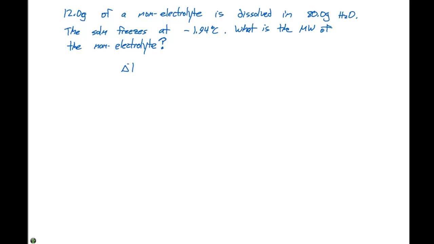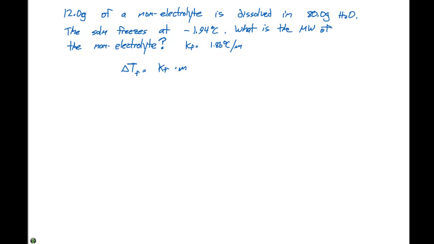So we're going to use delta T_f equals Kf times m. And I forgot to mention here that Kf is equal to 1.86 degrees Celsius per molal. So in one of the previous videos when we talked about colligative properties, we talked about being able to determine the molecular weight. And this is an example of that type of problem.